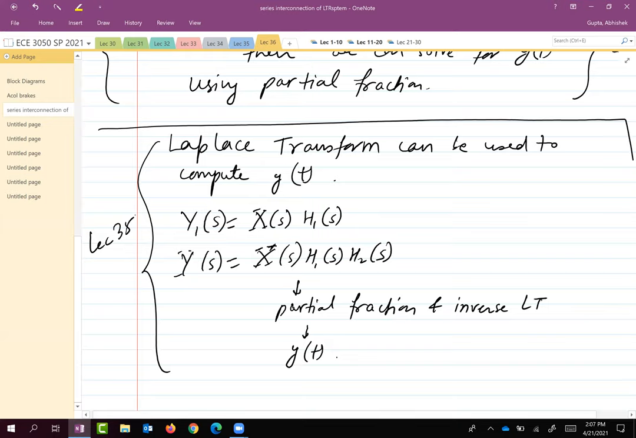Now, in this case, I don't care whether X is exponentially growing or decaying. I don't care whether my h1 of t is exponentially growing or decaying. I don't care whether my h2 of t is exponentially growing or decaying. It doesn't matter to me because Laplace transforms are well defined for such signals.